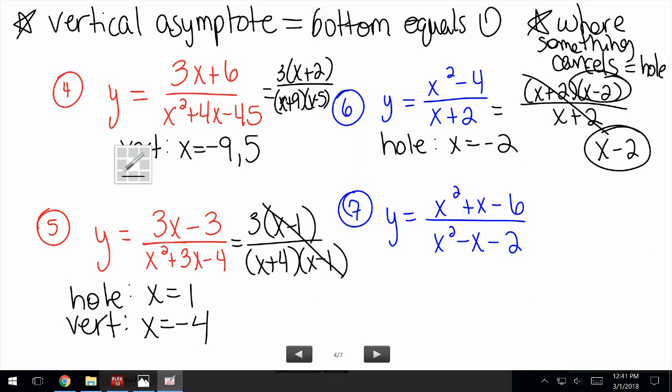Why would there not be one? Because you don't have a denominator. The denominator canceled out, so there can only be a vertical asymptote if there's a denominator. So there's no vertical at all because there's no denominator. That's it. Good to go? All right.